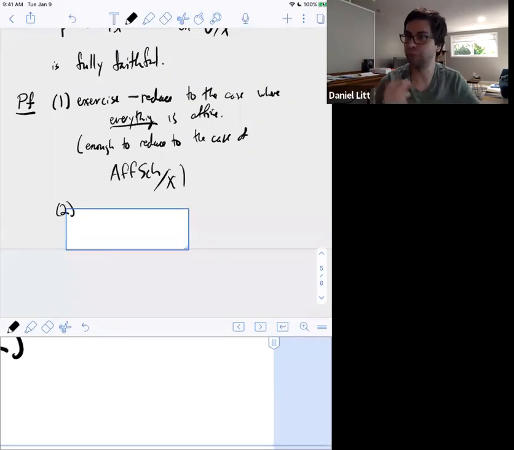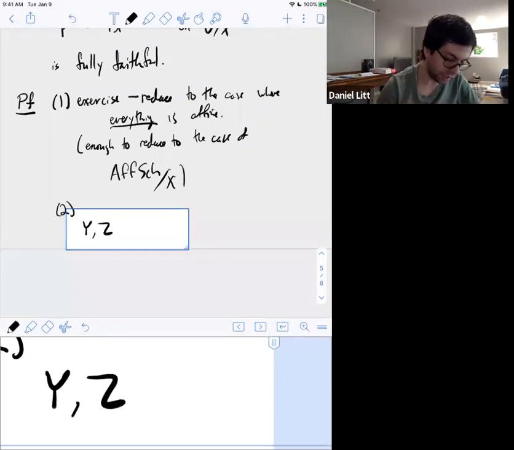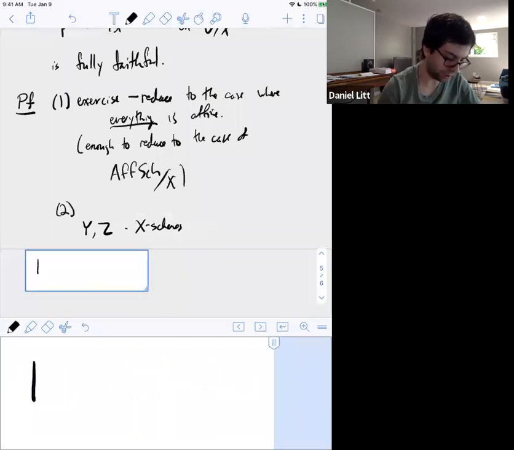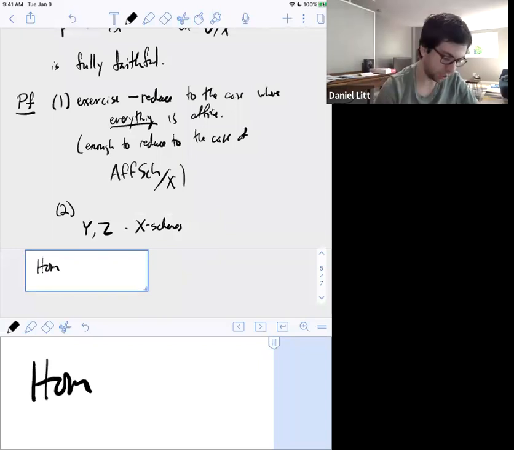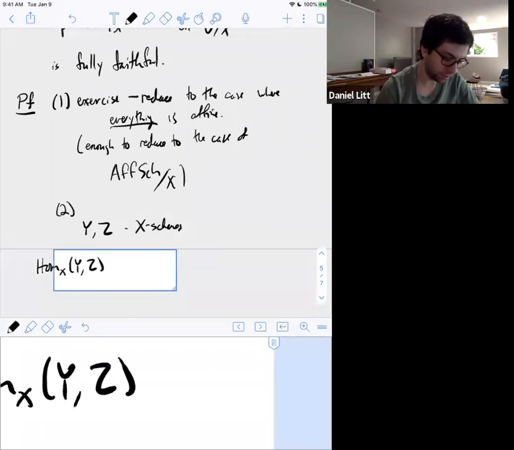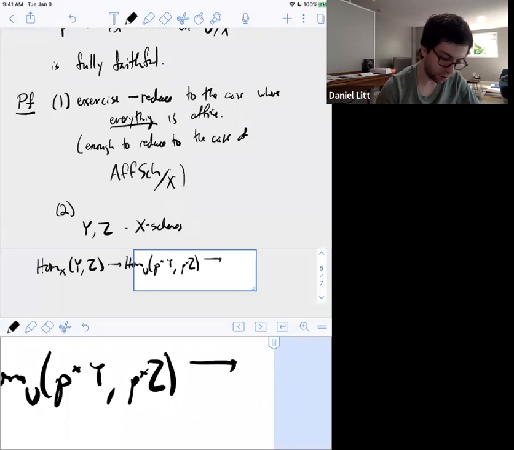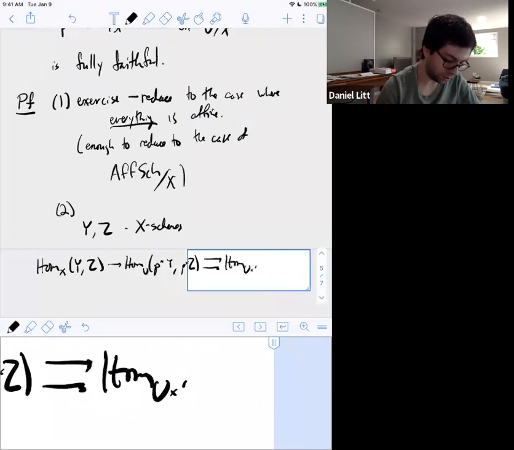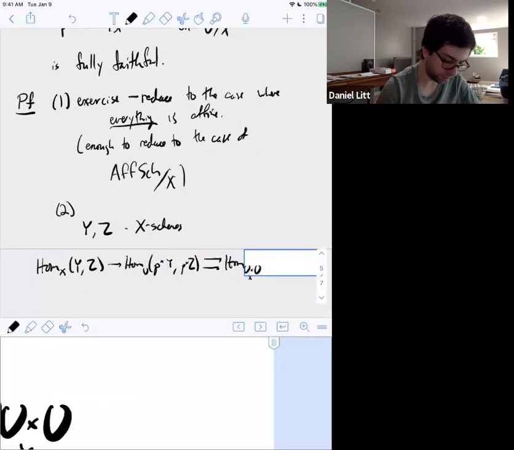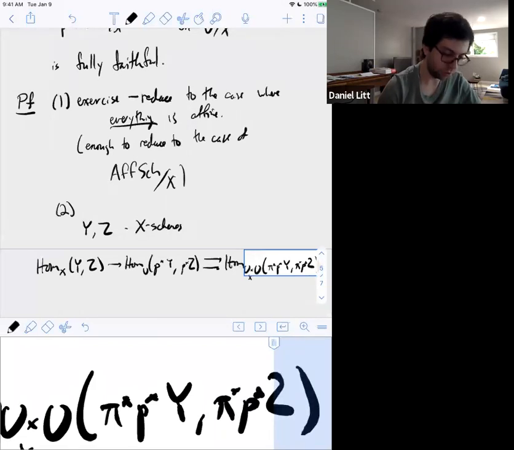What are some good names for schemes over X, Y, and Z maybe? So given Y, Z, X-schemes, we're trying to show the following diagram is an equalizer diagram. So Hom, and then I'll say colloquially what that means in a second. We're trying to show that Hom over X from Y to Z, to Hom over U from, I guess it should be p star Y to p star Z, to Hom over U cross U of, I'm going to elide the pullbacks, like the pi one and pi two, because the two pullbacks are the same. We're trying to show that this is an equalizer diagram.